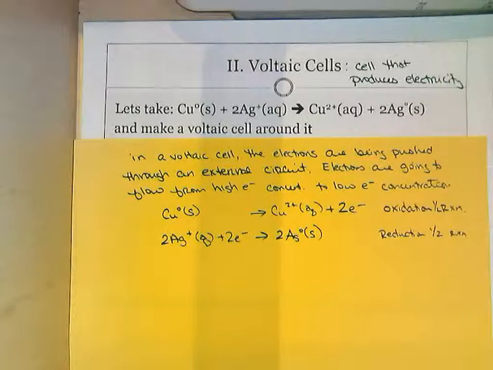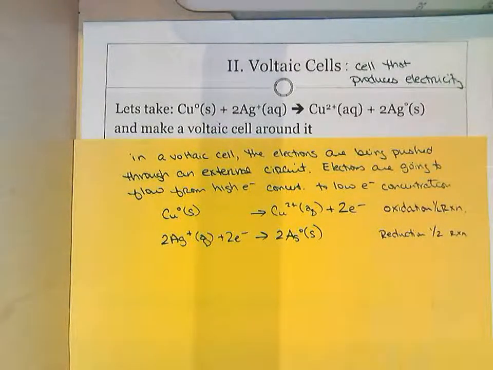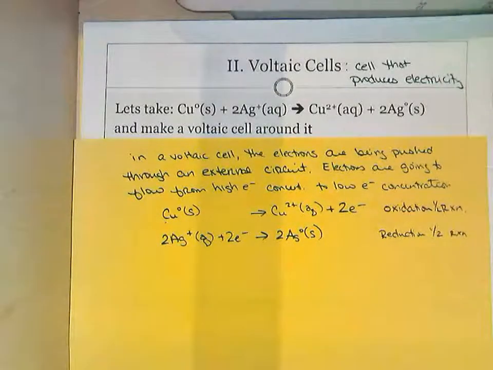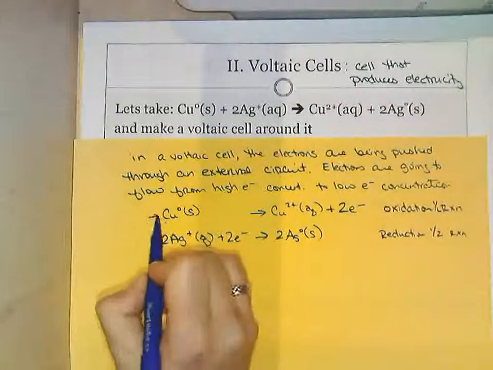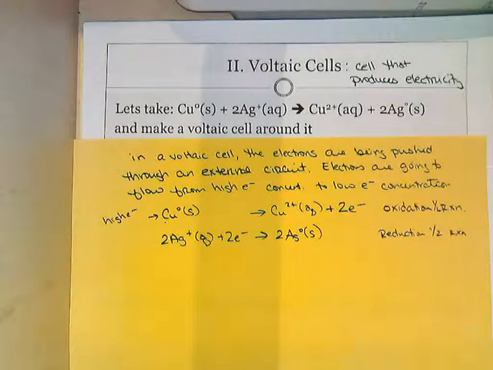Okay. Of my oxidation reaction or the reduction reaction, which one is going to have a high electron concentration in the beaker? This one produces electrons, right? So as it goes forward, as I keep oxidizing copper, I'm going to keep making electrons, right? You make them. So this is our high electron concentration reaction. And then we're going to use them on the other side.